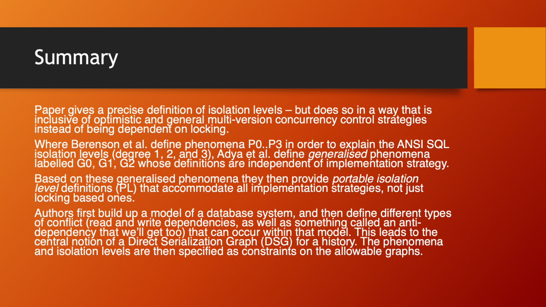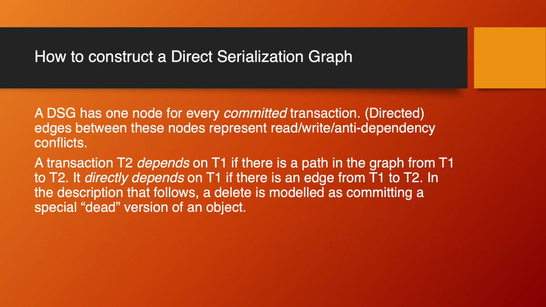The authors first built up a model of a database system and then defined different types of conflicts, that is read and write dependencies, as well as something called an anti-dependency that we'll get into, that can occur within the model. This leads to the general notion of a direct serialization graph, that is DSG, for a history. The phenomena and isolation levels are then specified as constraints on the allowable graphs.